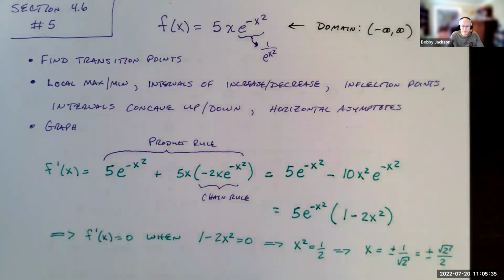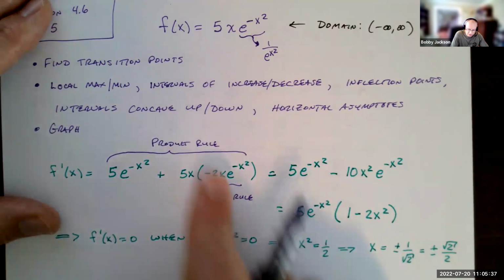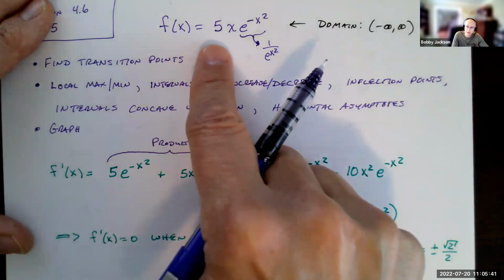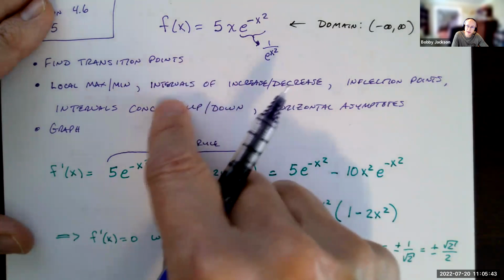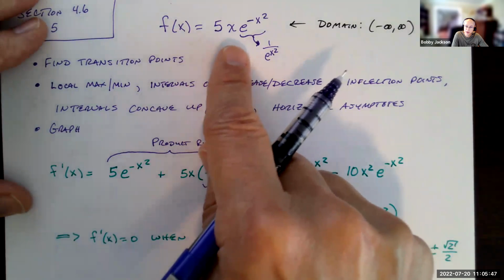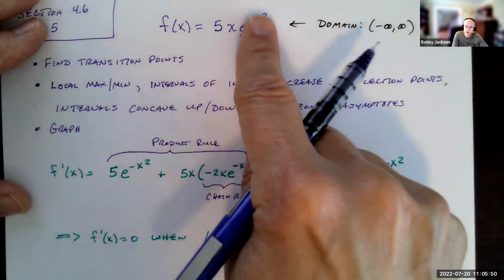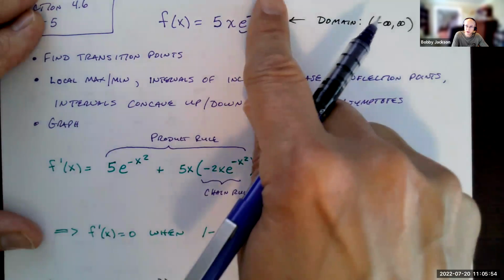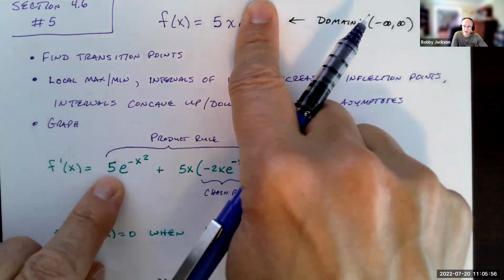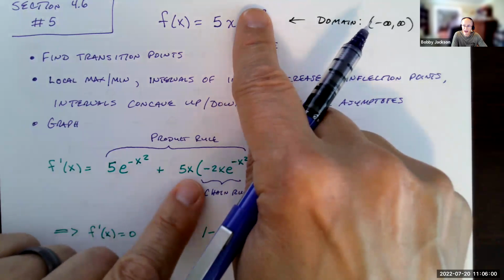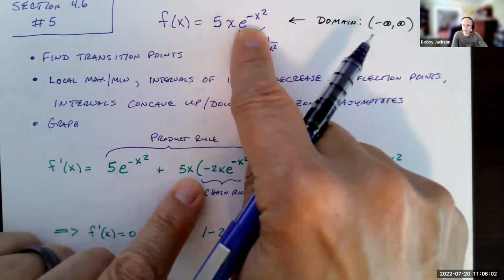Okay, so let's begin the process. First of all, we need to find the first and second derivatives, and find the critical points and the points where the second derivative is 0 or undefined. So when I take the derivative of this function, I've got 5x times e to the negative x squared. I'm going to have to use the product rule. So the derivative of 5x is 5 times e to the negative x squared plus 5x times the derivative of e to the negative x squared.